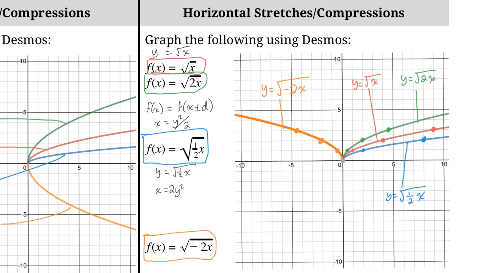And if we want to compare our points, this 1 in our parent function, 1 divided by negative 2 is just a negative half, and that's why it's on this side. And 4 divided by negative 2 is negative 2. That's why it's on our left side. And then 9 divided by negative 2 is negative 4.5, which gives us that reflection in the y-axis.